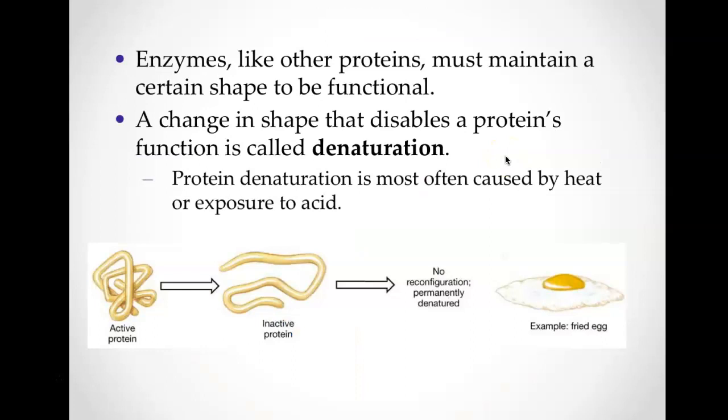The folding of an enzyme is really, really important, because if it becomes unfolded, then it loses its function. And so you can have an active protein, and then if it unfolds, it is inactive. And then if it becomes permanently denatured, it cannot reconfigure itself. So an example would be when you fry an egg. When you crack an egg, it's clear, the clear part, egg white is what you call it. It's clear and it's actual protein, but then when you cook it, you're denaturing or unfolding the proteins permanently, and that's why it looks the way it does.